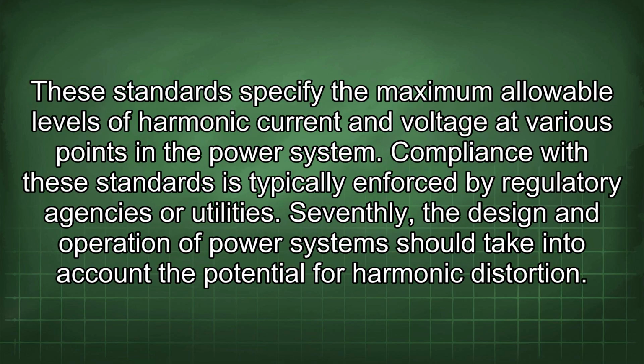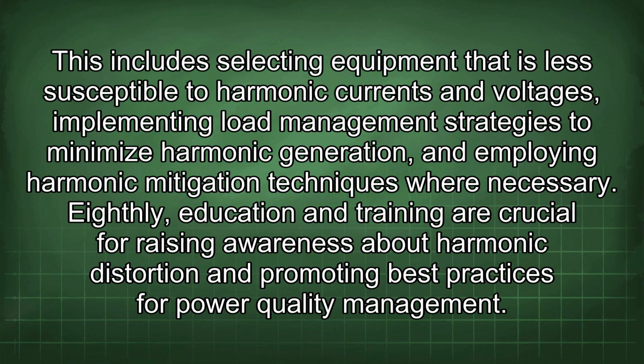Sixthly, standards and guidelines for harmonic distortion are essential for ensuring power quality and equipment compatibility. These standards specify the maximum allowable levels of harmonic current and voltage at various points in the power system. Compliance with these standards is typically enforced by regulatory agencies or utilities. Seventhly, the design and operation of power systems should take into account the potential for harmonic distortion. This includes selecting equipment that is less susceptible to harmonic currents and voltages, implementing load management strategies to minimize harmonic generation, and employing harmonic mitigation techniques when necessary.